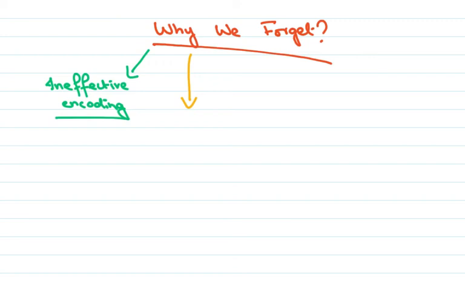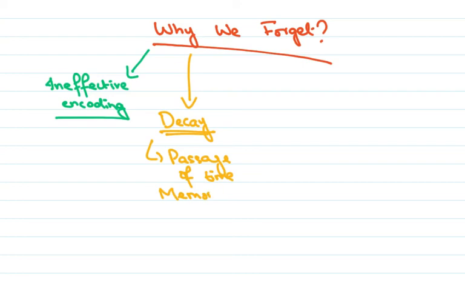The next factor is that of decay. What that means is that with the passage of time, memories tend to become rusty and tend to decay. Basically, with the passage of time, memory traces begin to fade. This is what decay theory holds. Then the next factor that we have is that of interference.